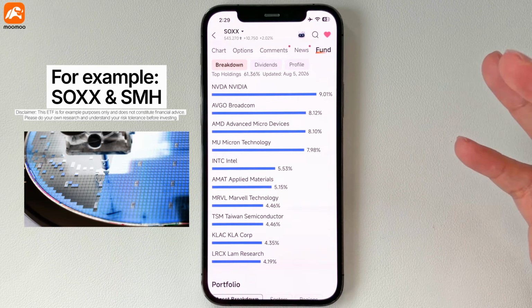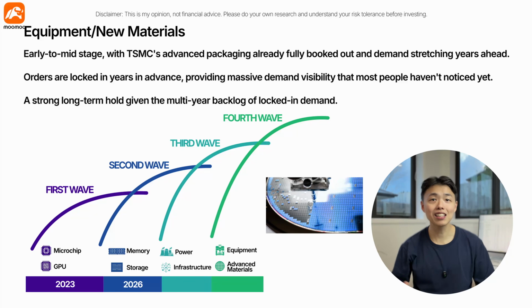These are companies that make the machines that make the chips. I think this theme is early to mid. TSMC packaging is already sold out throughout 2026, with one company booking over half of their capacity. Orders are locked in years out, and most people haven't noticed. Same idea here, a long-term hold, since demand visibility already stretches years ahead.